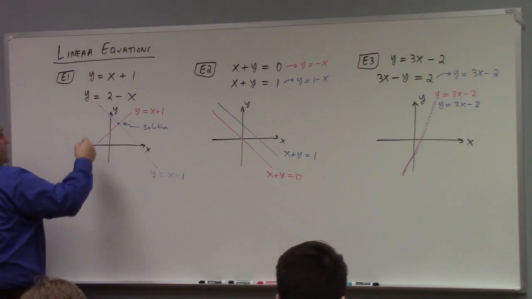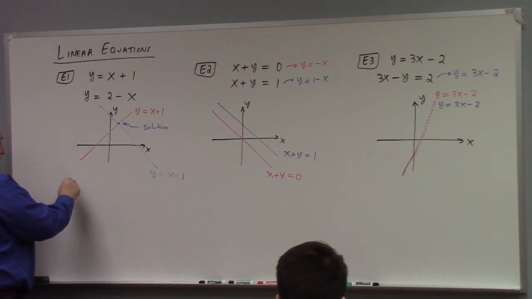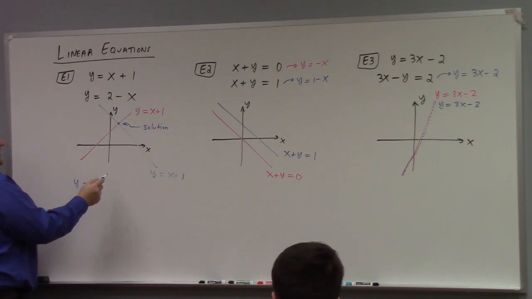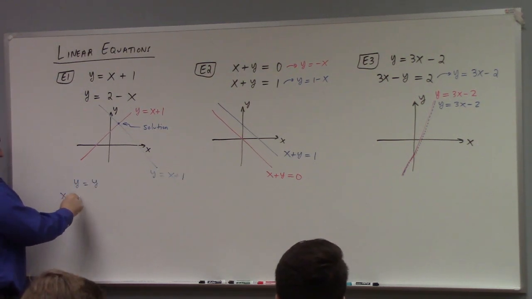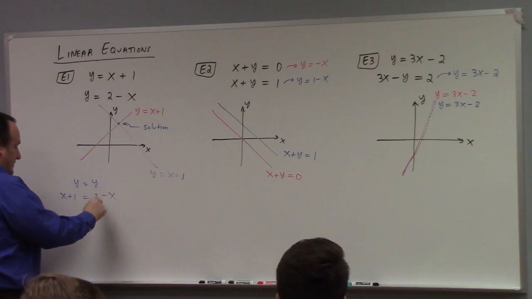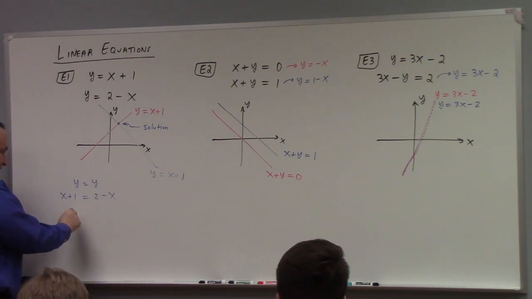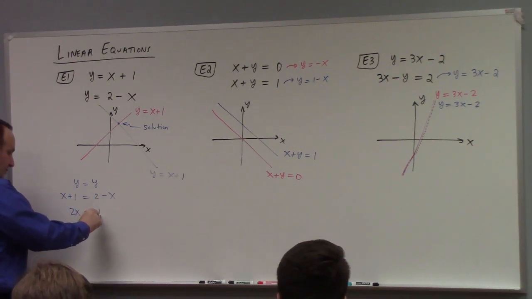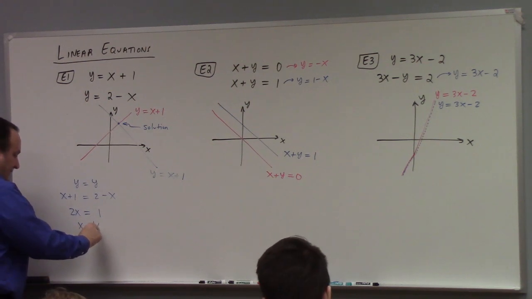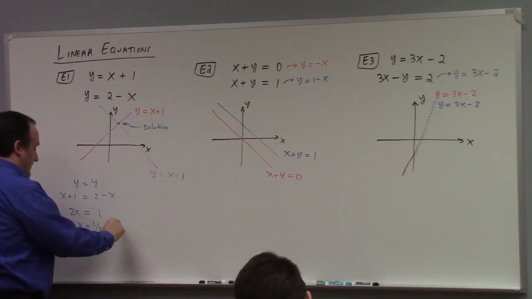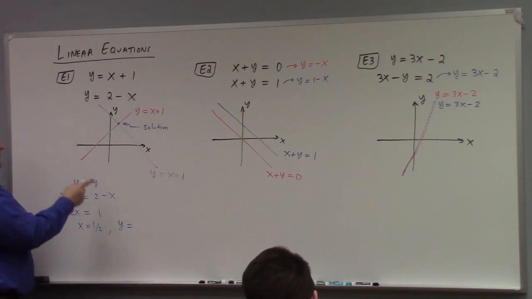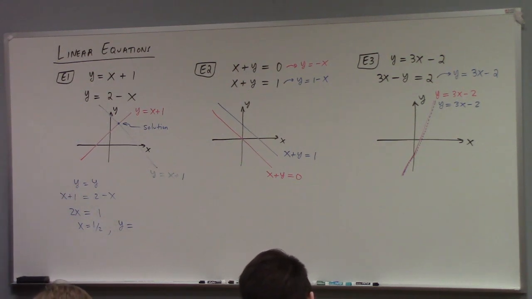We've got both of them equal to y, so we can say y equals y essentially. I mean, why not? So that gives you x plus 1 is equal to 2 minus x, which gives me 2x is equal to 1, which gives me x is equal to 1/2. And y is equal to, what is it? Pick whichever one you want, either 2 minus 1/2 or 1/2 plus 1. Either way you slice it, you get 3/2.